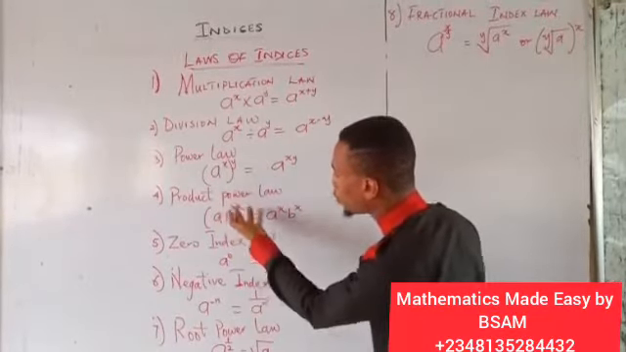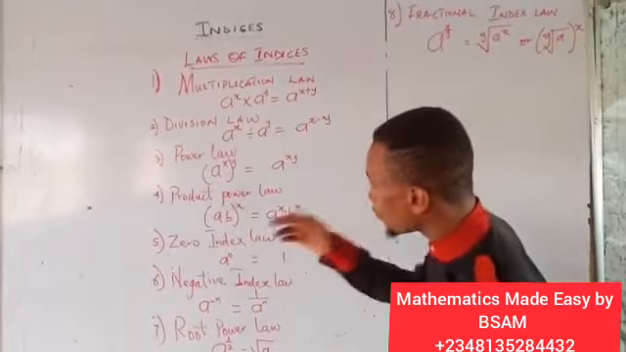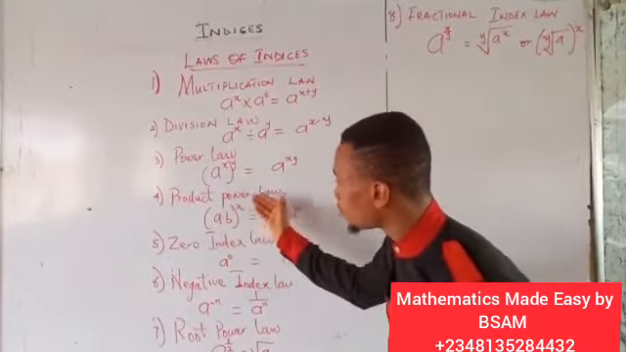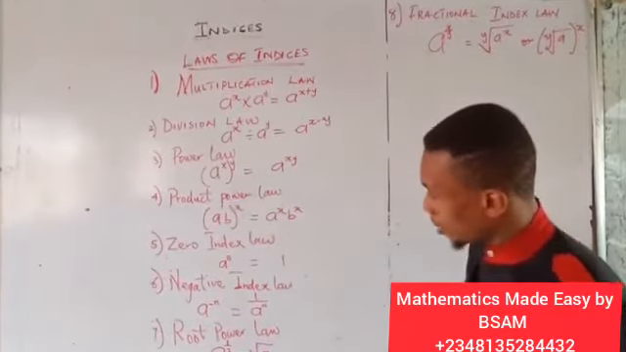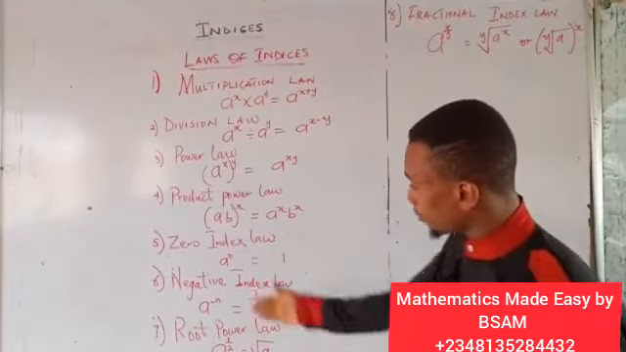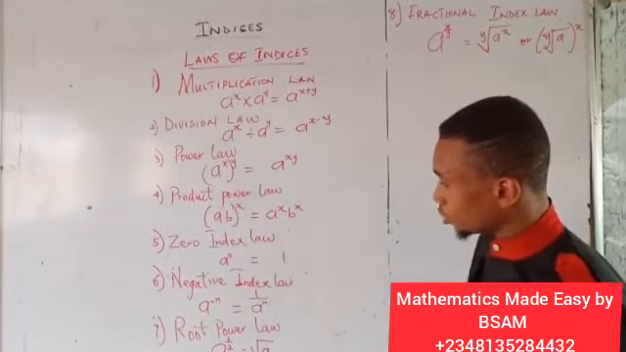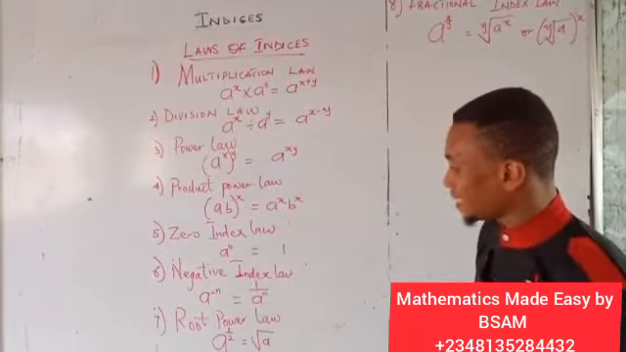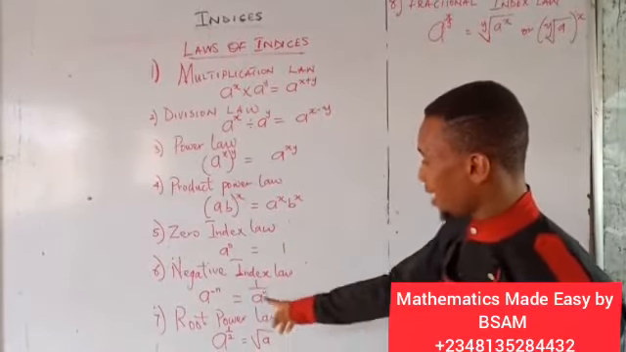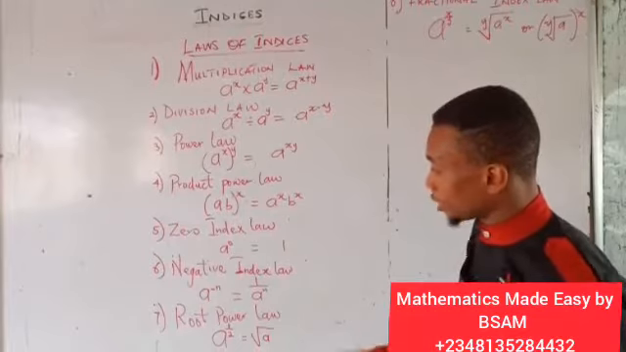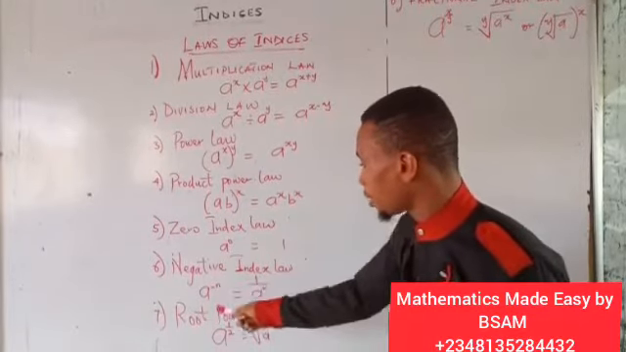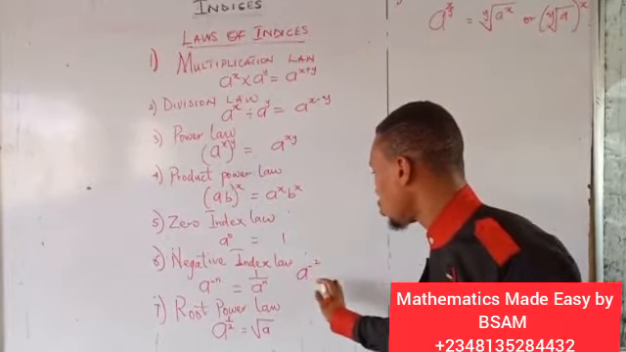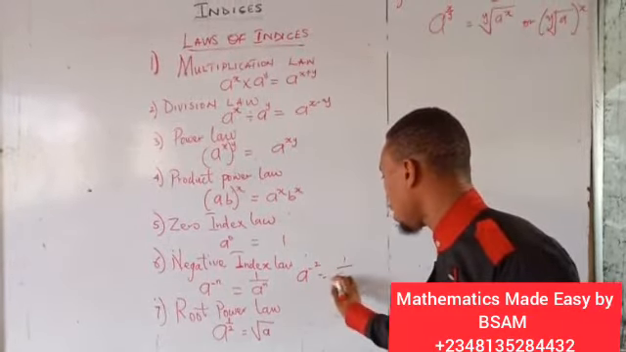We also have the product power law, which states that if you have two values with a power, then you are free to multiply the two values with that power. Then the zero index law says that any number raised to the power of 0 is 1. The negative index law says that a raised to the power of minus n is equal to 1 over a raised to the power of n. For instance, a raised to the power of minus 2 will give 1 all over a raised to the power of what?